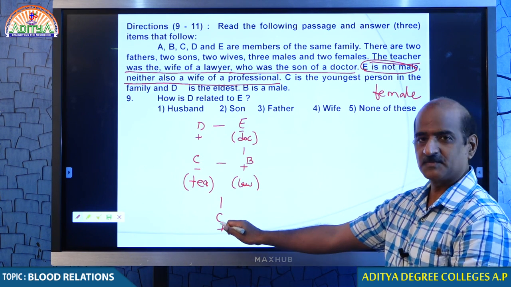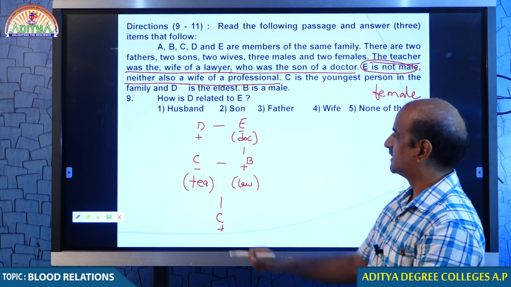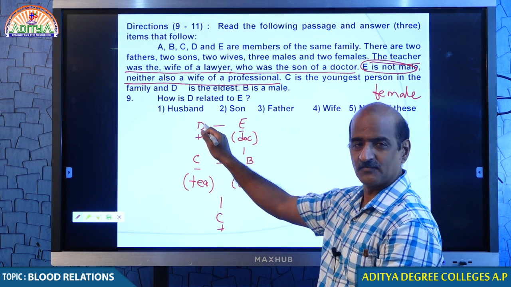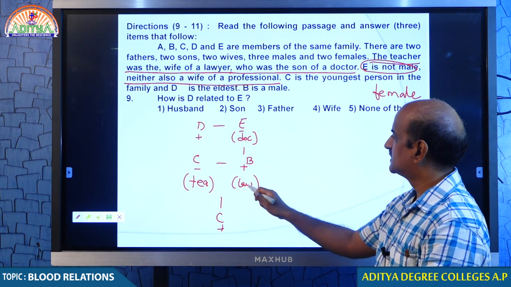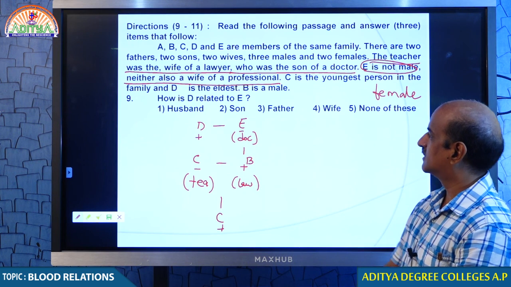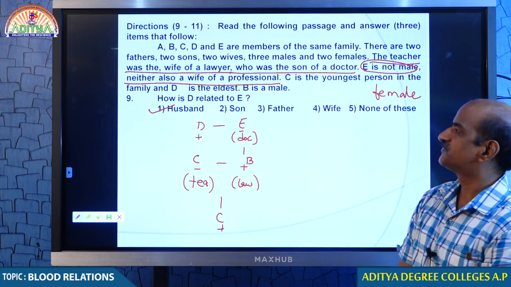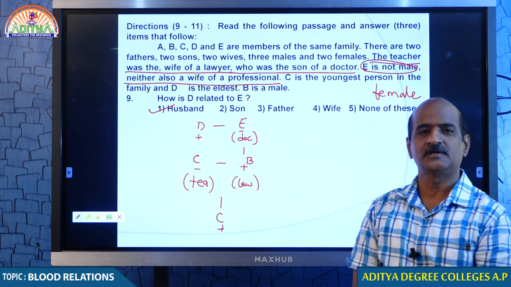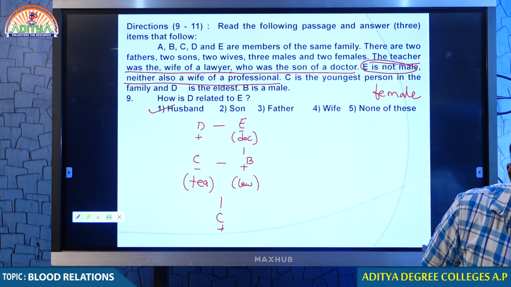C is the youngest member. Therefore, I took in the 3rd generation. D is the eldest. So, here is the D. Therefore, eldest. B is a male. C is female. E is female. How is D related to E? Answer is husband. I hope you understand, my dear students.